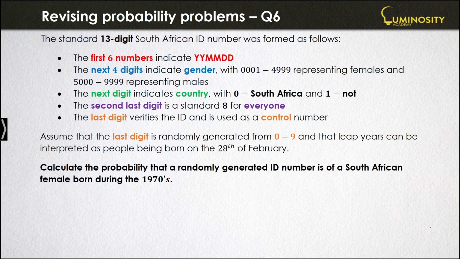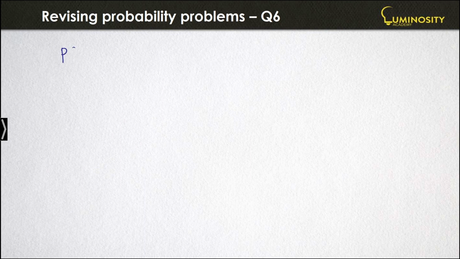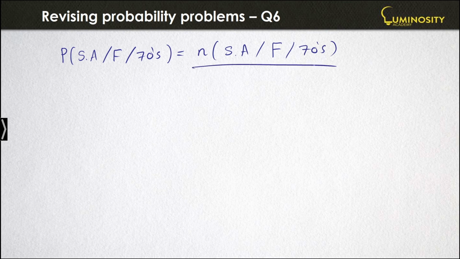Okay, now what is the probability that a randomly generated ID number is of a South African female born during the 1970s? So now we have some restrictions. So the number here is going to be smaller than the total number. So first of all, let's set this problem up. I'm first of all going to say that the probability of SA female born in the 70s is going to be the number of people that were born in South Africa that are female at birth and that have been born in the 70s, divided by the number of people in total.